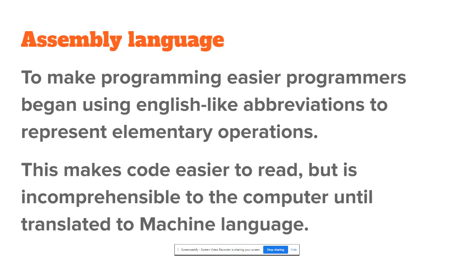Then we have assembly language. To make programming easier, programmers began using English-like abbreviations to represent elementary operations. This made code easier to read, but it's incomprehensible to the computer until it's translated to machine language.